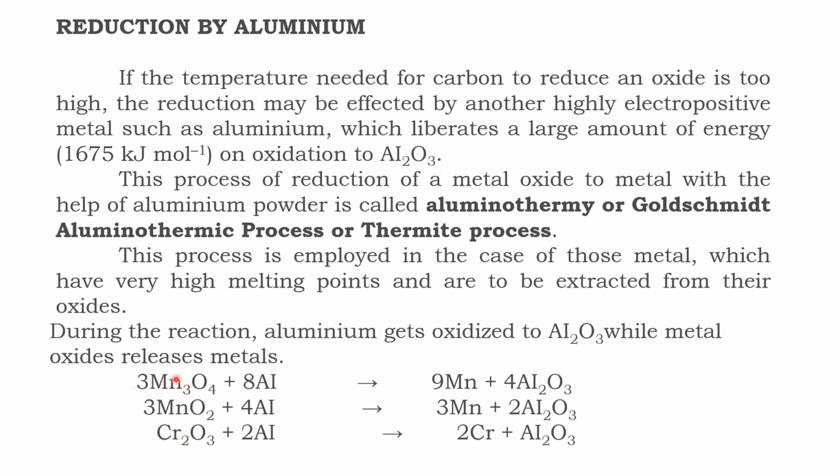Metals like manganese, chromium, etc. are extracted with aluminium to form the corresponding metal and aluminium oxides. As I told you earlier, different reduction processes are carried out to convert the corresponding metal oxides or hydroxides to the corresponding metal in the crude form. So for different metals, we are using different reducing agents. So this is aluminothermic process.